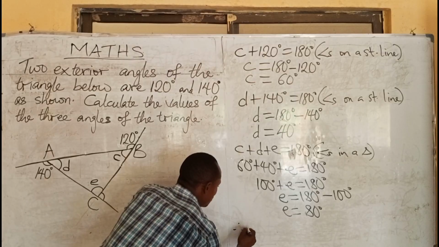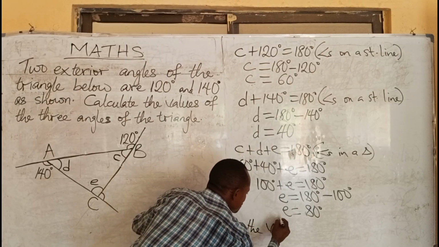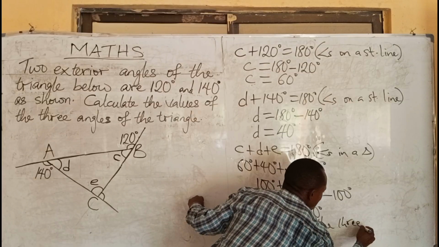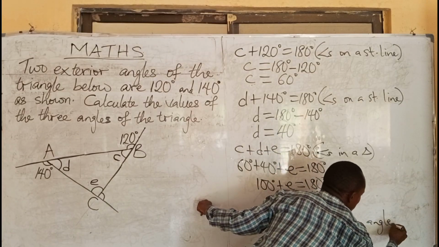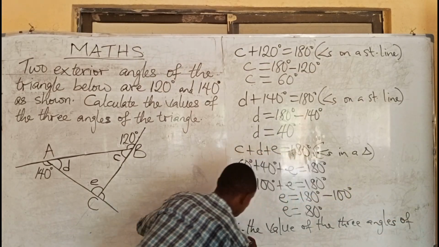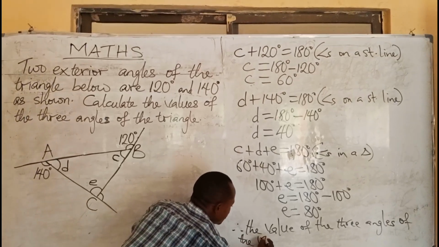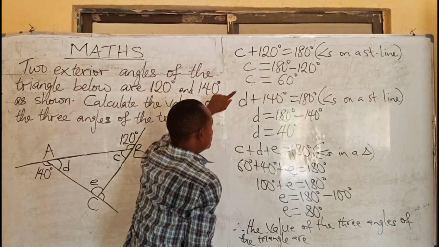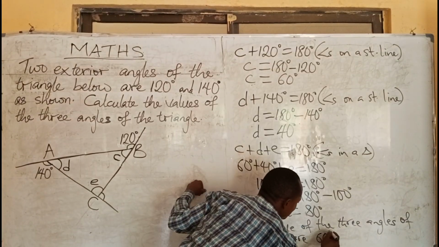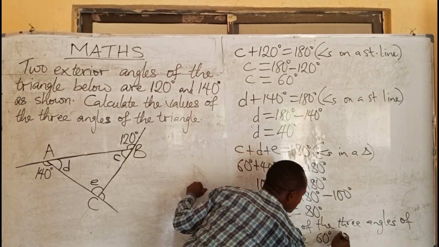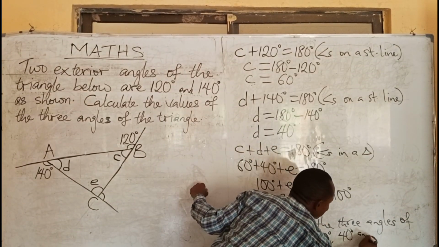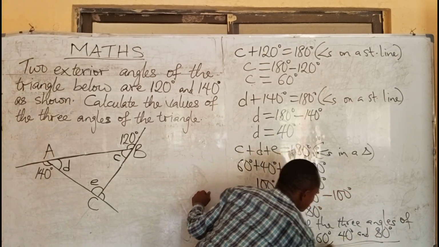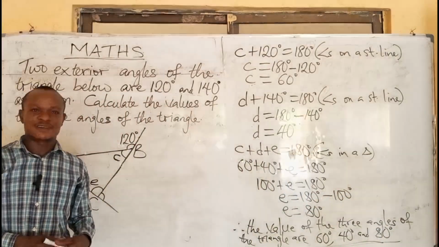So we say, therefore, the values of the three angles of the triangle are 60 degrees, 40 degrees, and 80 degrees. This is our answer.